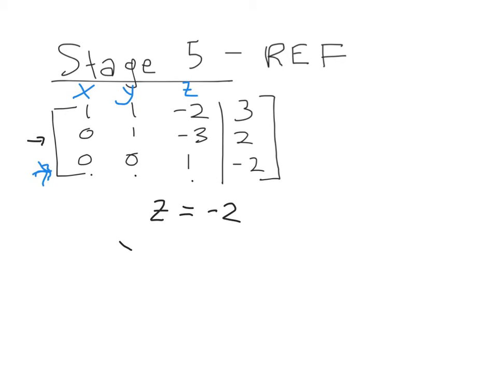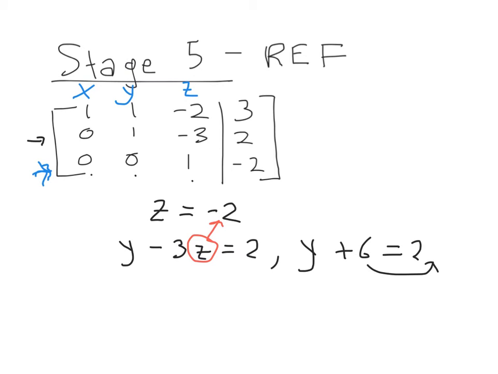0x plus 1y minus 3z's equal 2. But I already know what z is from above. So another way to write this is y, and then negative 3 times negative 2 gives us a plus 6, equals 2. Bring that 6 over, it becomes negative 6, and we have y equals negative 4.